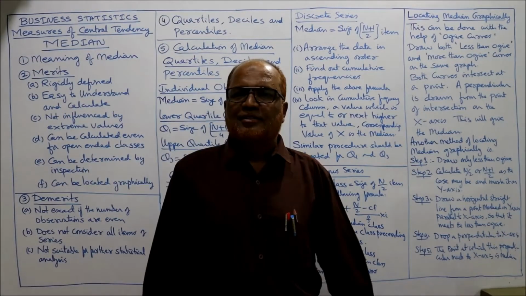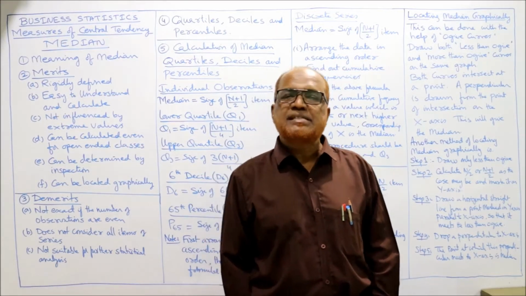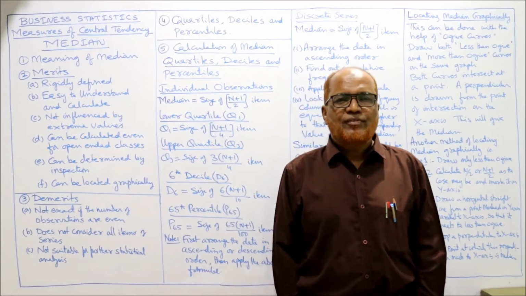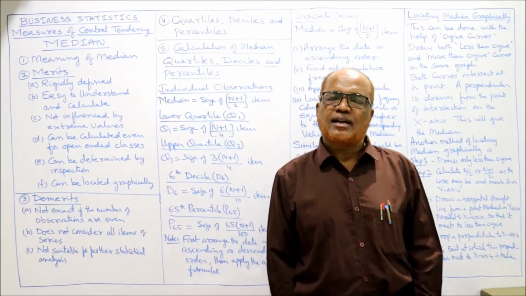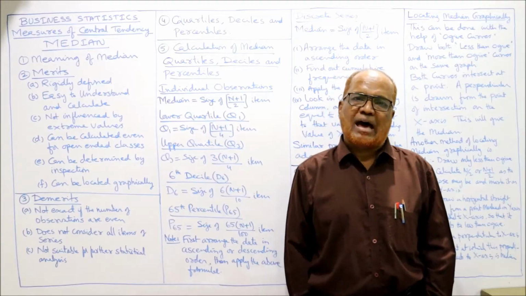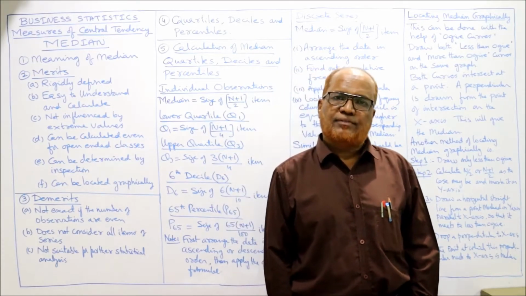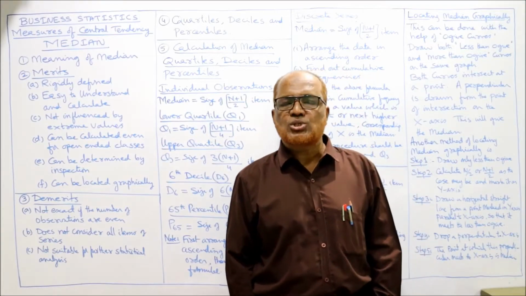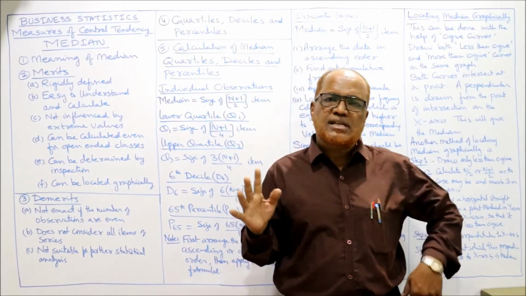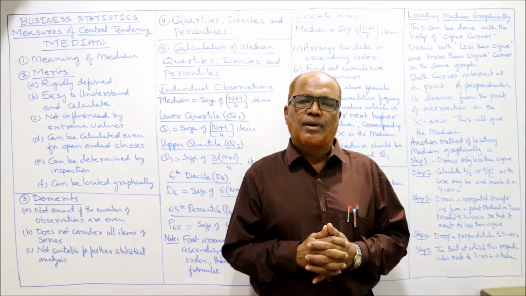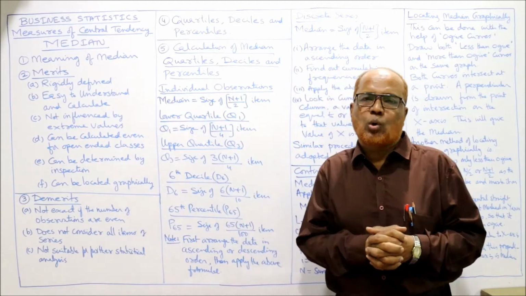Hello students, now we'll start the next topic of our subject, business statistics. In the previous video we started the chapter measures of central tendency, or simply measures of averages. Averages play a very important role in our life. We take a number of decisions on the basis of averages. An average is a single value representing a mass of huge data. By calculating the average, we can know the characteristic features of the whole.